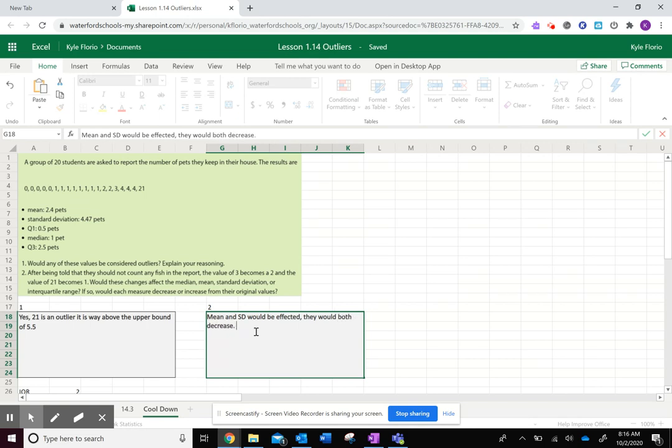Okay. The median and the interquartile range won't change that much because the interquartile range is just the middle values. It doesn't matter what's on the end. When you find the median, you just kind of lop off the ends anyways and work your way into the middle.